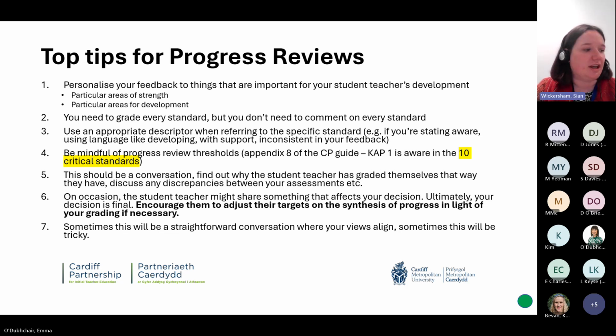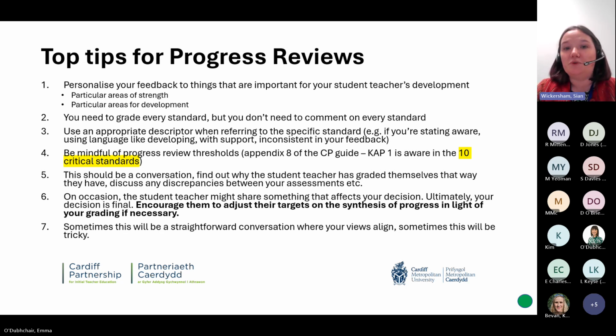On occasion, the student teacher might share something that affects your decision. So sometimes you might think, oh, I think they're unaware in this particular thing. And then they might share something with you during the meeting and you think, oh, actually, that shows that there's an awareness. So it might be that you do want to change your grading as a result of what the student teacher says, but ultimately your decision is final.